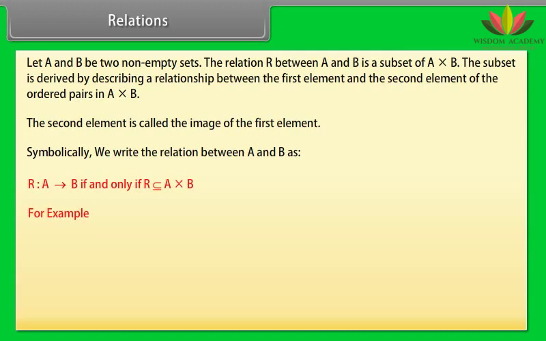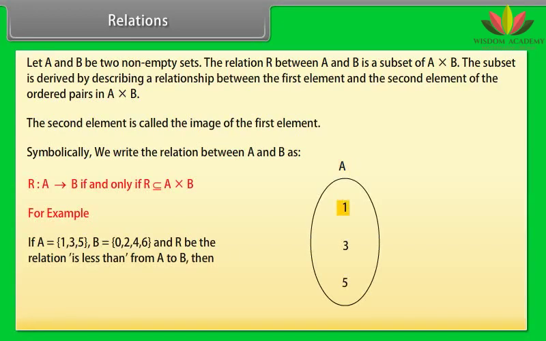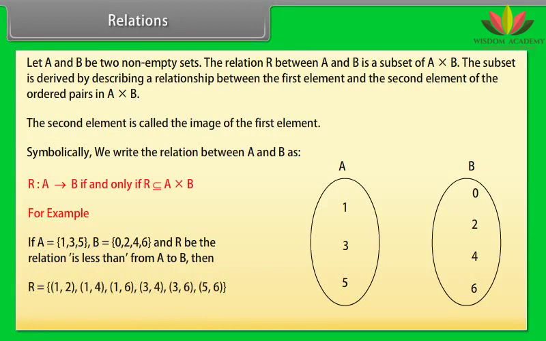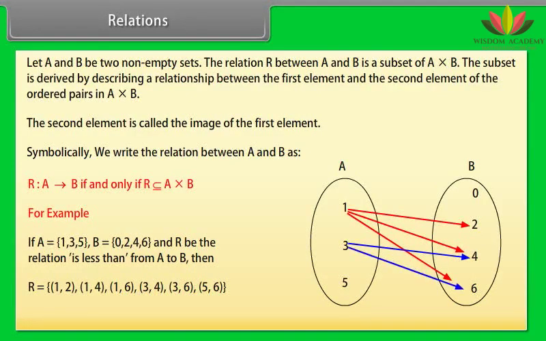Consider the example to have better understanding. If A is equal to {1, 3, 5}, B is equal to {0, 2, 4, 6}, and R be the relation "is less than" from A to B, then R is equal to {(1, 2), (1, 4), (1, 6), (3, 4), (3, 6), (5, 6)}.